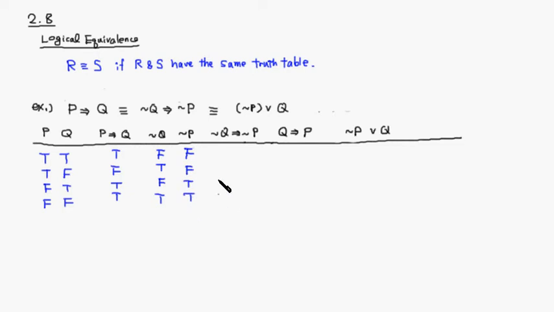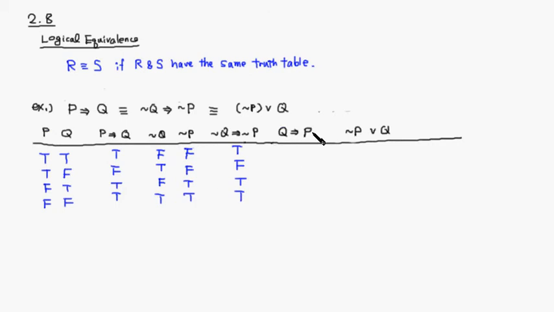All right, so let's look at not Q implies not P. False implies false, so that's true. True implies false, so that's false. False implies true, so that's true. True implies true is true. Right? And Q implies P.